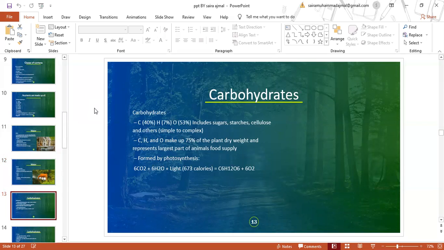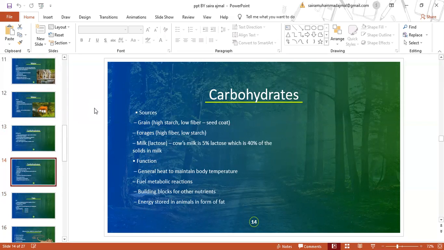Carbohydrates. Carbohydrates contain carbon, hydrogen, and oxygen, and include sugar, starches, cellulose, and others from simple to complex. Carbon, hydrogen, and oxygen make up 75% of the plant-derived weight and represent the largest part of the animal food supply. Formed by photosynthesis.